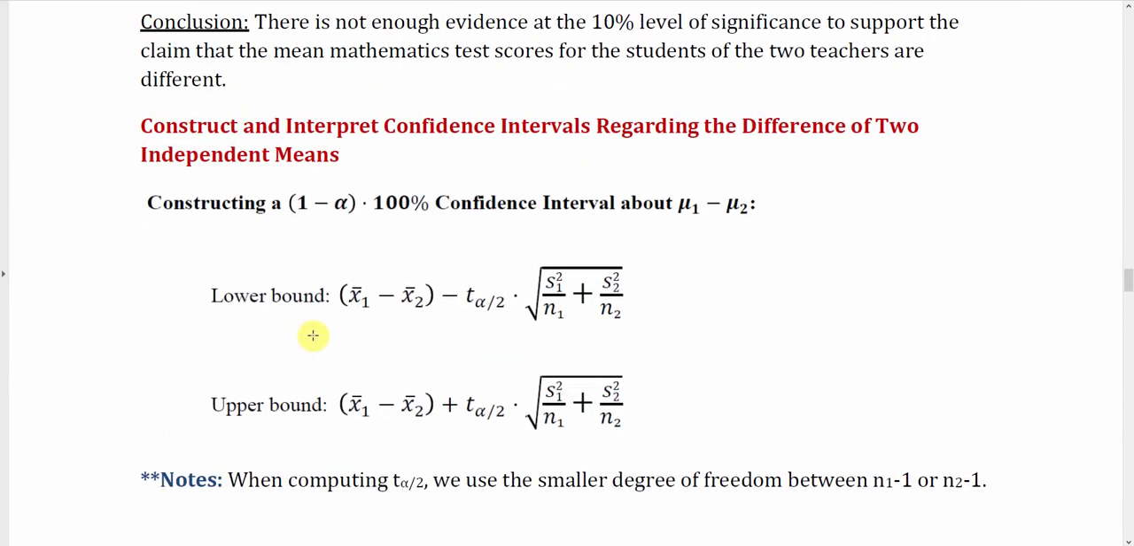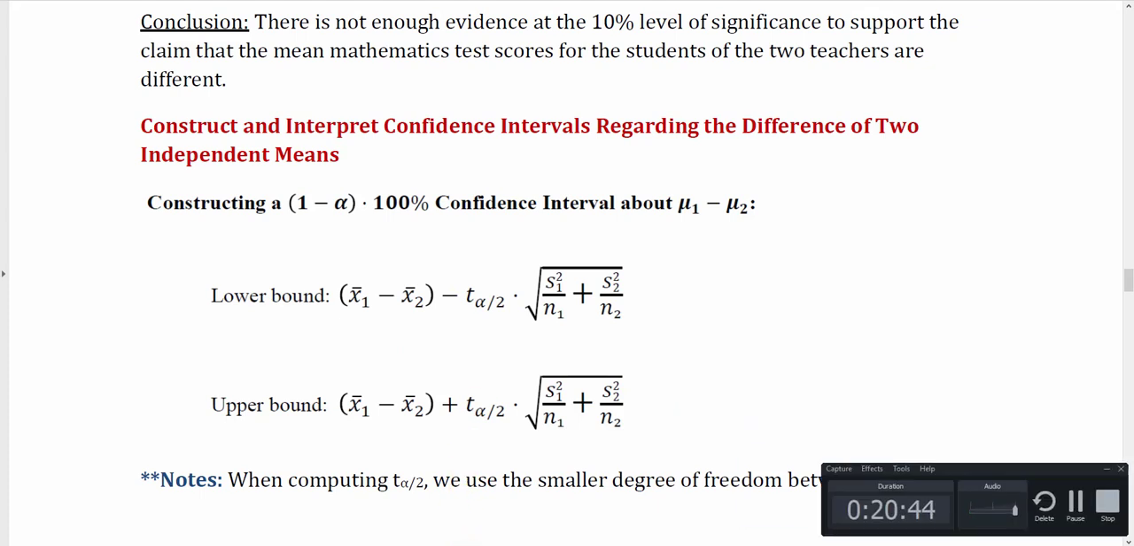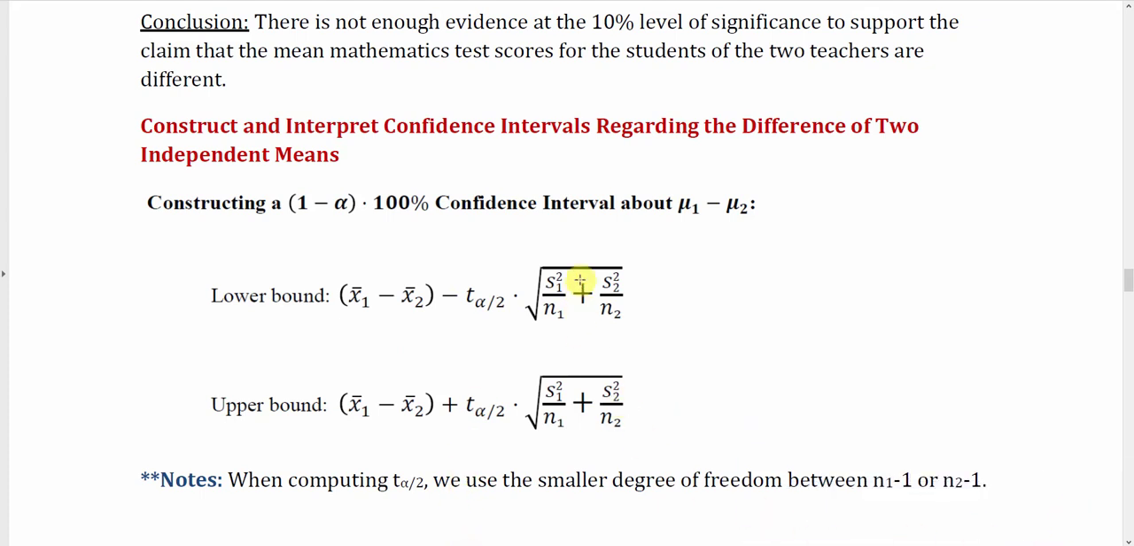Okay, now the next topic is we construct and interpret the confidence intervals for the difference of the two independent means. Now, if you want to find the confidence interval for the two independent means, we can apply this formula here. T alpha over 2 is the critical value, and we use the smaller degree of freedom between n1 minus 1 or n2 minus 1 to compute the critical values.